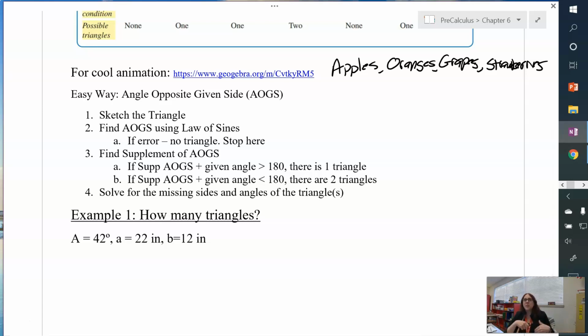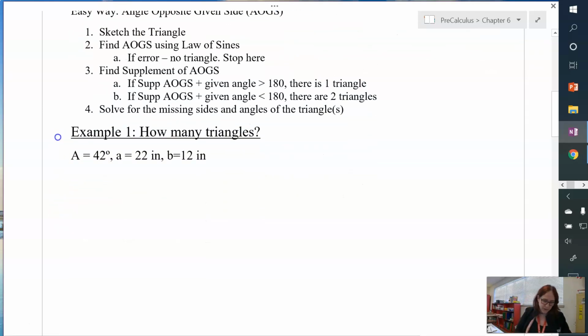Step 3 is to find the supplement of that fruit angle, because if you have 1 triangle, the second triangle would have the supplement of that angle in there. And that's because the supplement has the same sine as the original angle. And then we're going to have to figure out if that's even possible. So you have a couple of questions here about if the supplement plus the given angle is greater than 180, you have 1 triangle. If it's less, then you have 2 triangles. And then to actually solve the triangle, you're going to solve for all the missing sides and angles. So let's go ahead and get started.